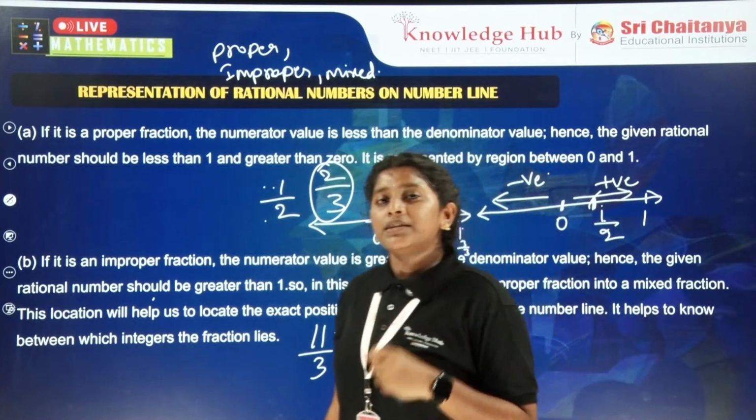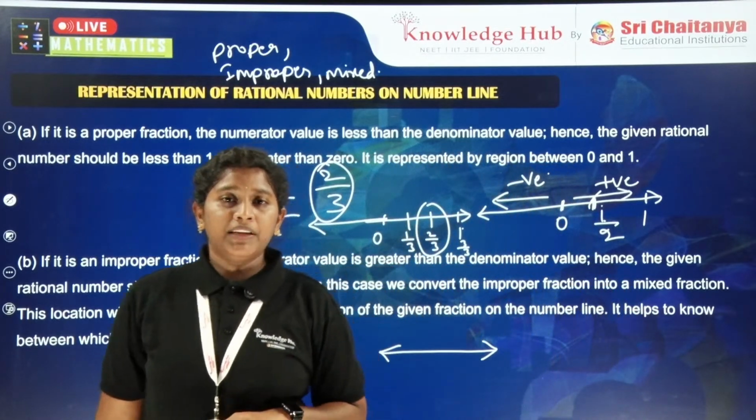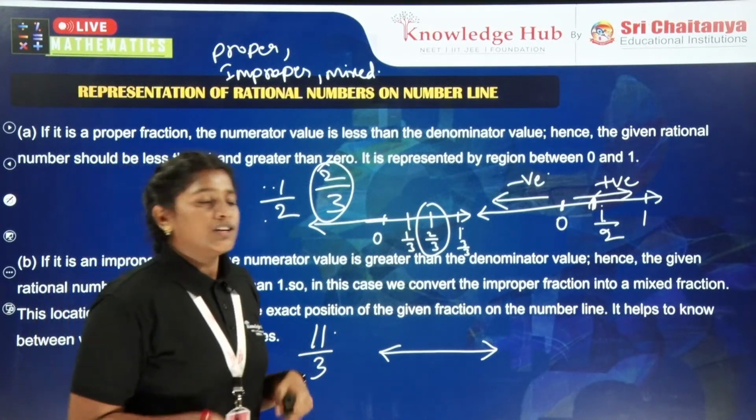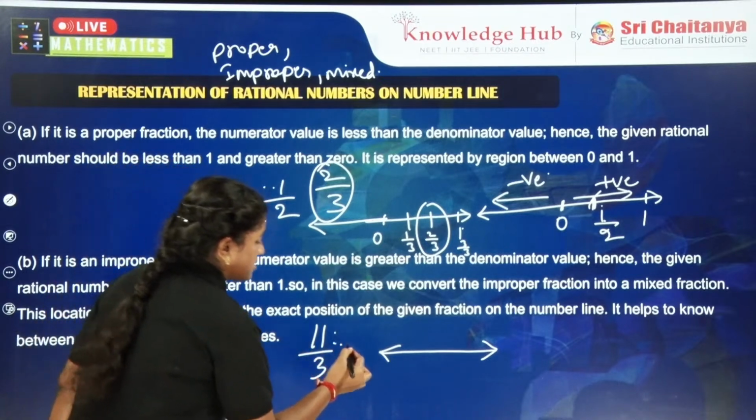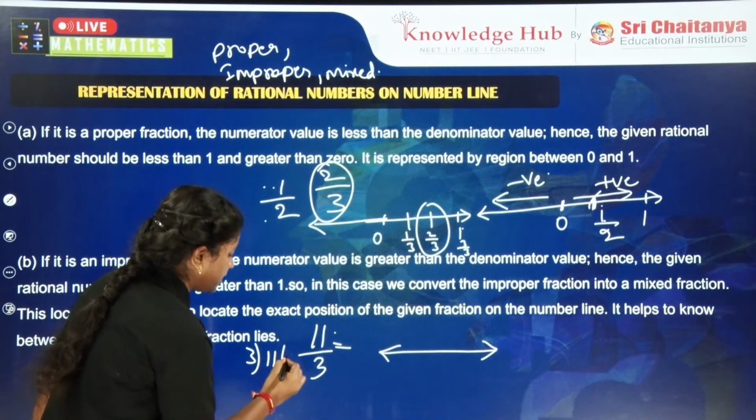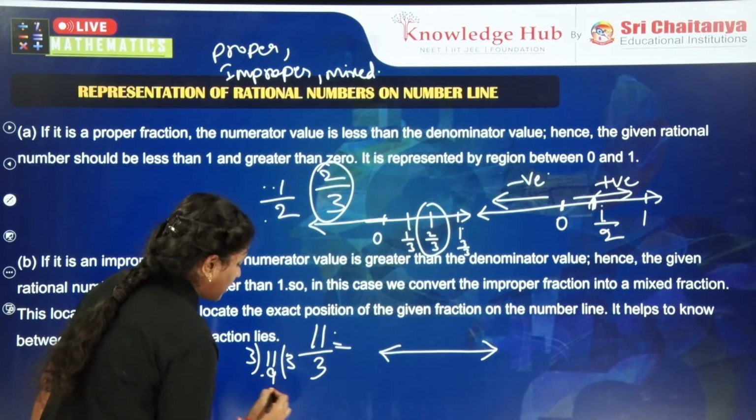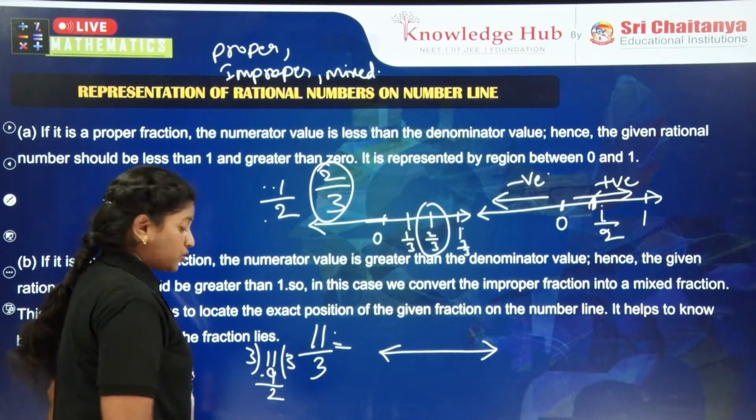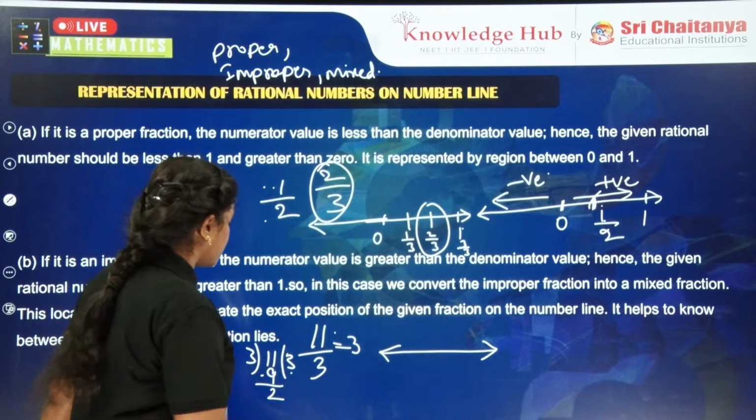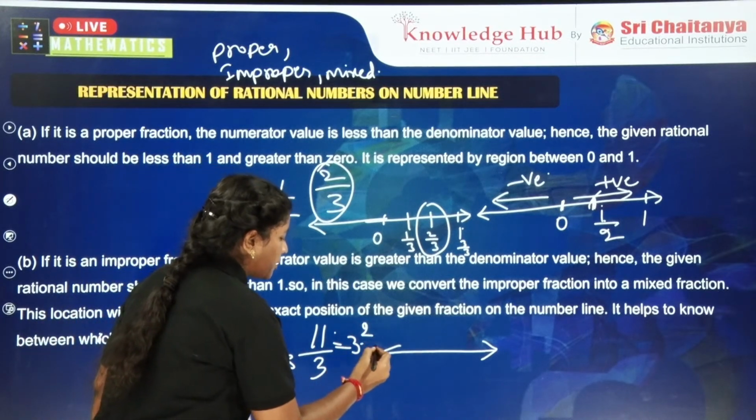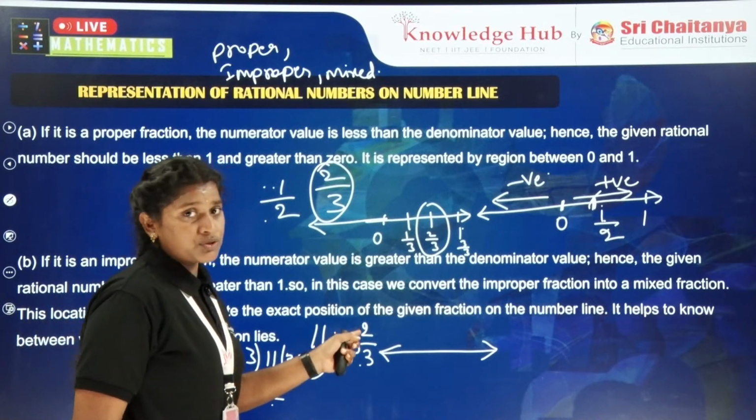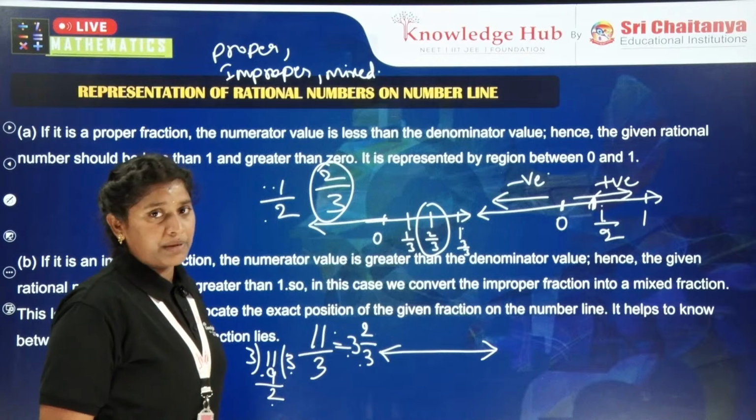To represent improper fractions on a number line, first of all we convert the improper fraction into a mixed fraction. We know how to convert them. 3 will be the divisor and 11 will be the dividend. 3 3s are 9, and 11 minus 9 gives 2. The quotient becomes the whole number, the remainder becomes the numerator, and the denominator stays the same. Checking: 3 3s are 9, 9 plus 2 gives 11, so it becomes 11 by 3.